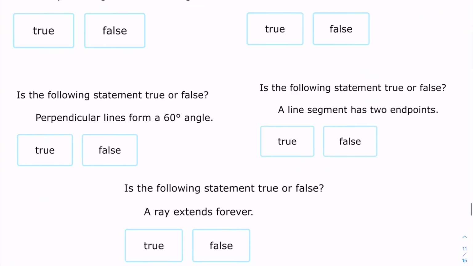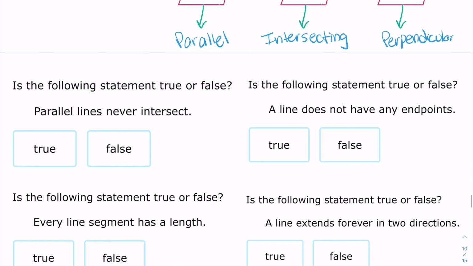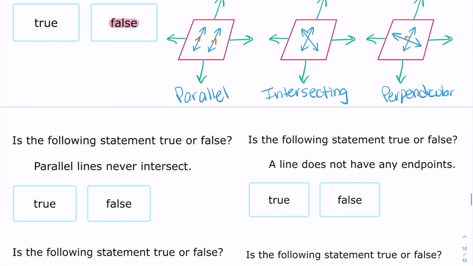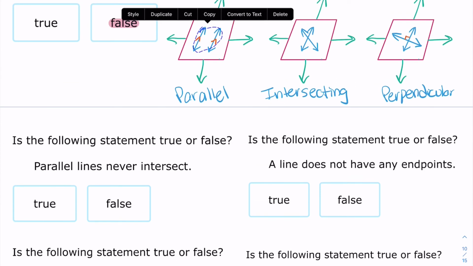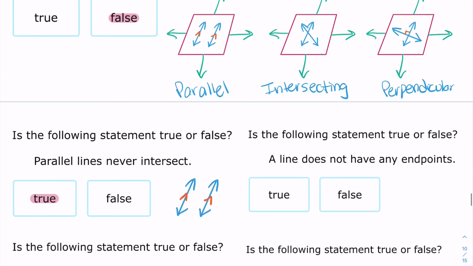All right, now we have one last page. All right, parallel lines never intersect. Well, I just drew that above, so I'll just copy that over. And that is true. They do not intersect. We have a line does not have any endpoints. That is true. It goes on forever. It does not have endpoints. Only a segment does.